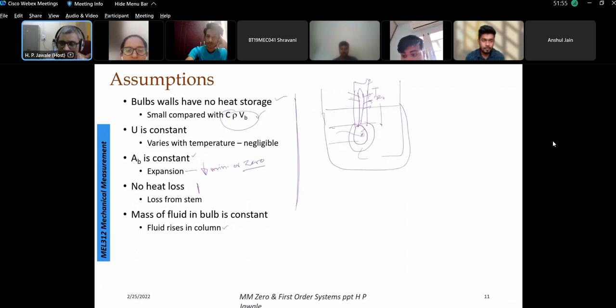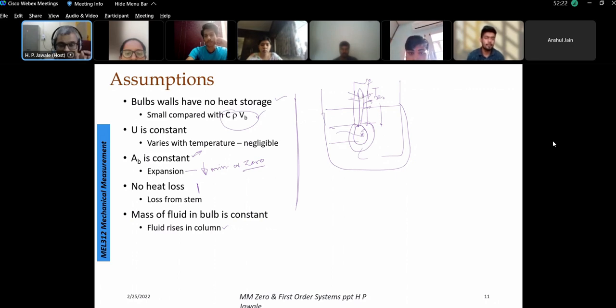Now again we assume that some material other than glass is taken. Then probably the area of the bulb will vary more as compared to the glass. Even if theoretically there is some change in the area, it will be more if it is some different material than the glass. Mass of the fluid is going to remain constant. If the element is say metal, then possibly there will be a change in the inside diameter of the capillary. So probably the fluid rise in the column may not be even.